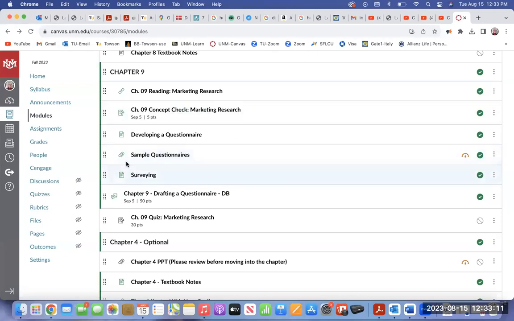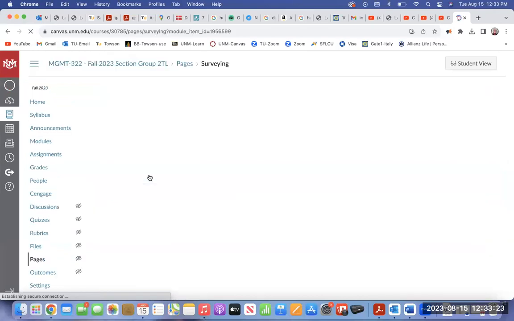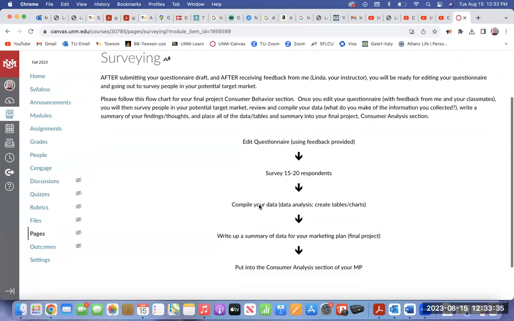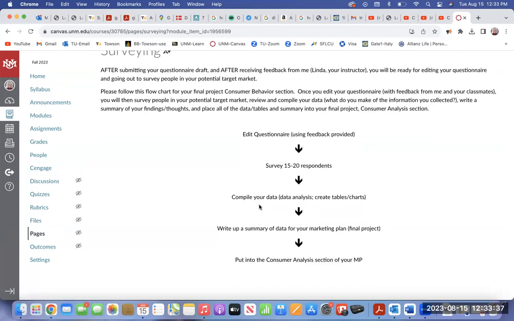But right now in chapter 9, what we're doing is developing the questionnaire. There are some sample questionnaires here, so you can look at what it looks like. It says surveying. Once I look at your questionnaire, I edit it and give you feedback. You go back, you fix it. If you want me to look at it again, I'm happy to do that. Then you're going to survey 15 to 20 people and compile all your data.